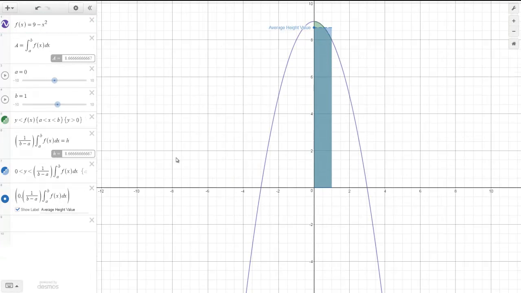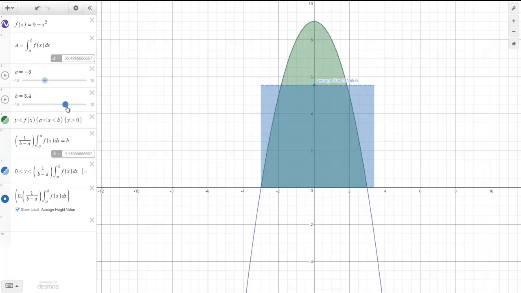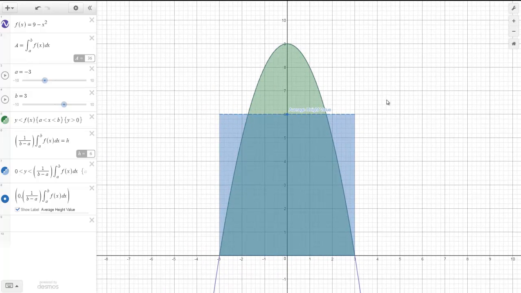Now we were looking at negative 3 to positive 3. So let's move the slider here. That's A. And we have B. Now, the average value we said was 6. And what does the graph indicate? The average value is this horizontal line here, which is 6. Now, remember what the geometric interpretation was?